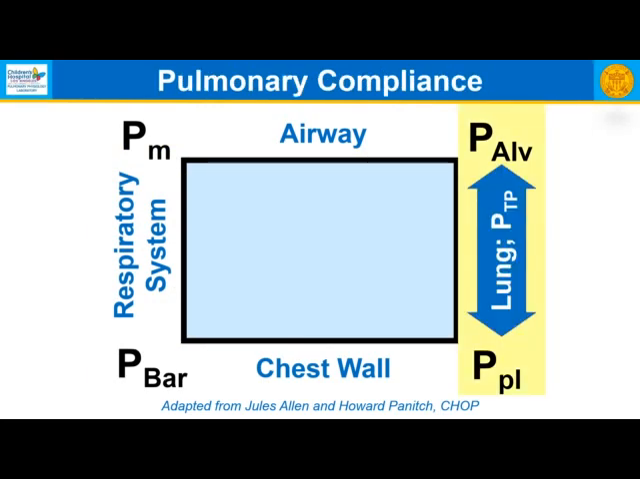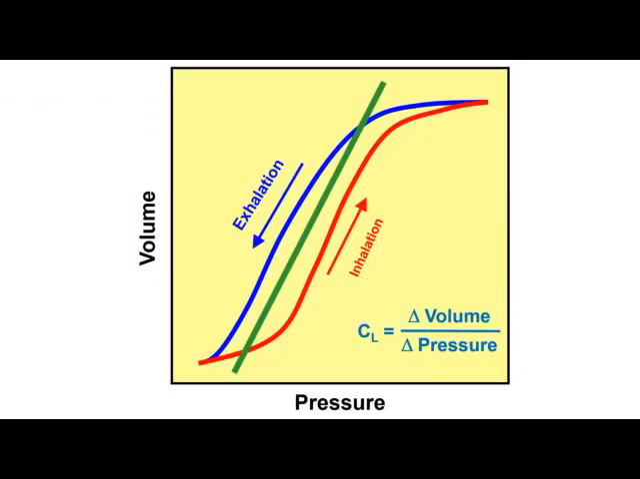And again, if we're looking at the lungs, what's between the alveolus and the pleura is lung tissue. And that's really what we're concerned about here. So remember pulmonary compliance, if we plot pressure versus volume, this is the volume achieved for change in pressure. You have an inspiratory and expiratory limb, there's a slope, and this slope is the pulmonary compliance.